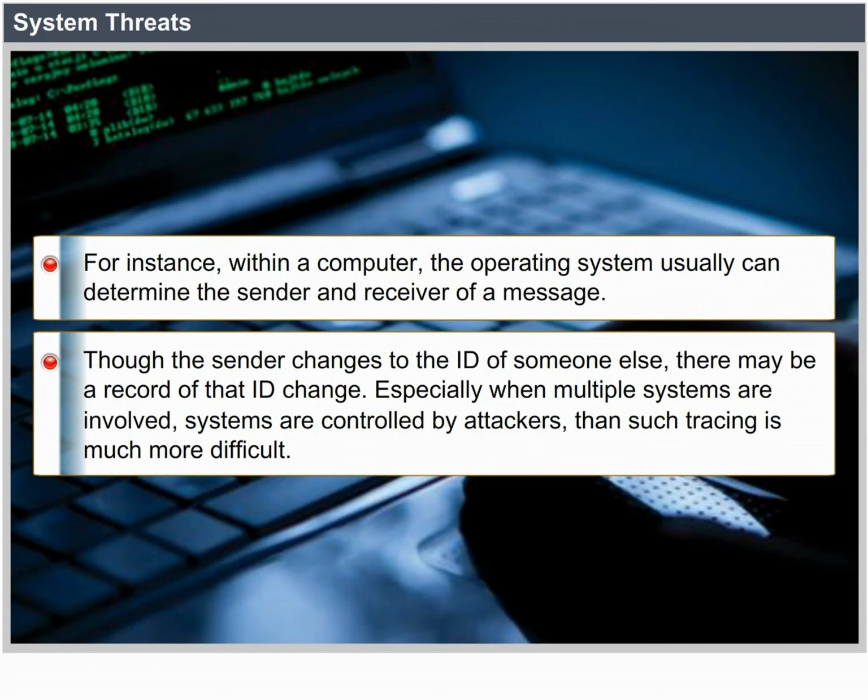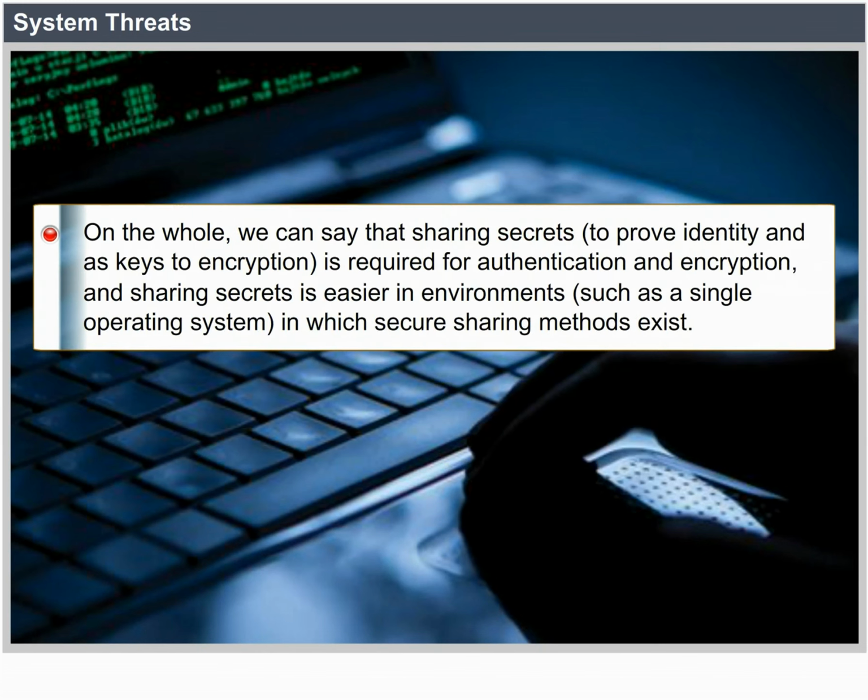In general, we can say that sharing secrets to prove identity and as keys to encryption is required for authentication and encryption, and sharing secrets is easier in environments such as a single operating system in which secure sharing methods exist. These methods include shared memory and inter-process communications.